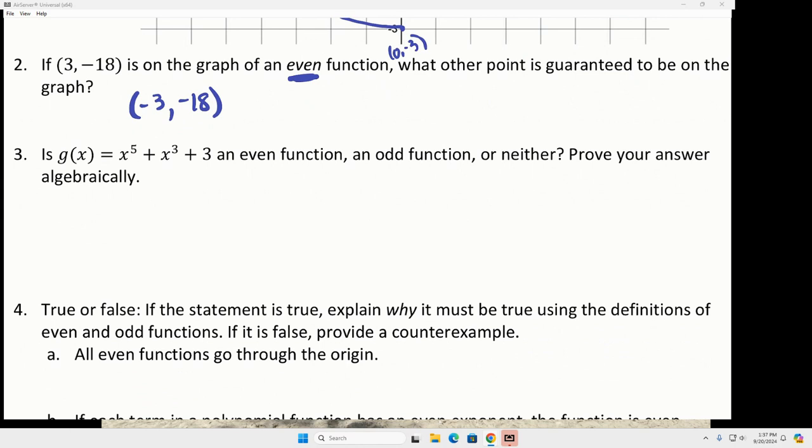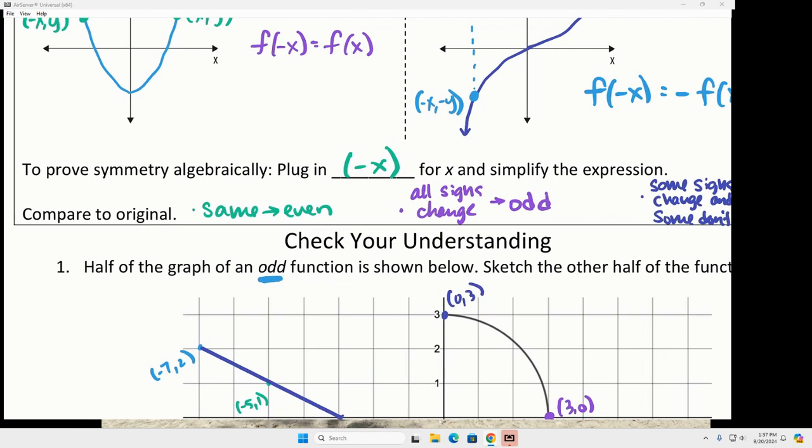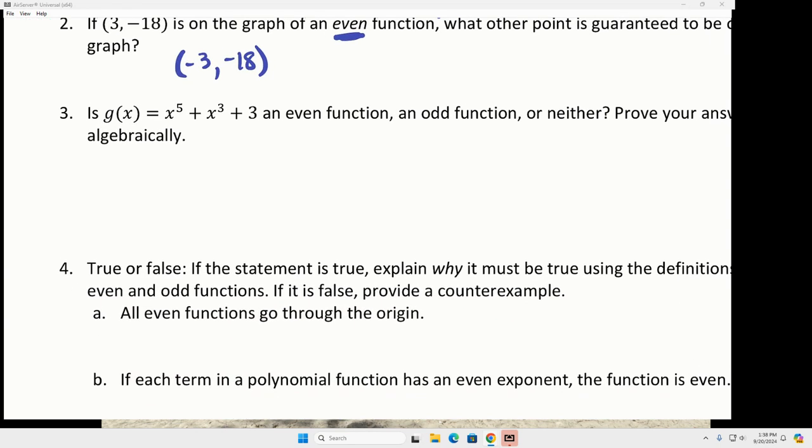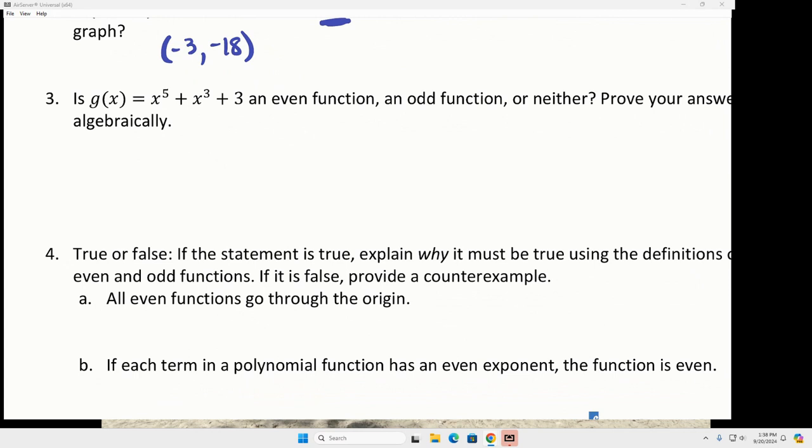All right, let's look at the next one. This one is the toughest one out of all of them. So we have this function, and we want to decide if it's even, odd, or neither, and we have to prove algebraically, which means we're going to do this thing right here. So if you were going to guess, would you guess even, odd, or neither? And it's okay if you're wrong. Anyone have a guess? Odd? Just say even or neither? Anyone think even? Anyone think neither?